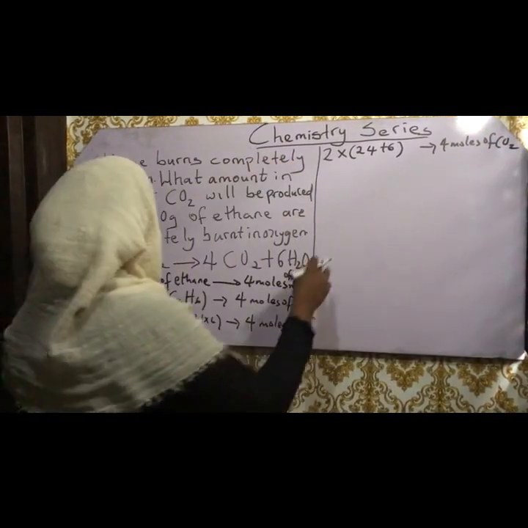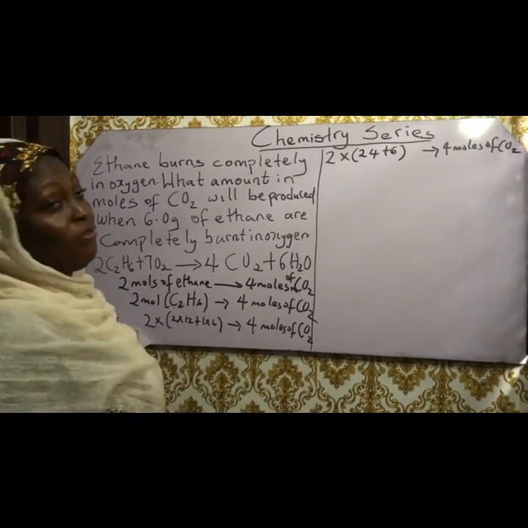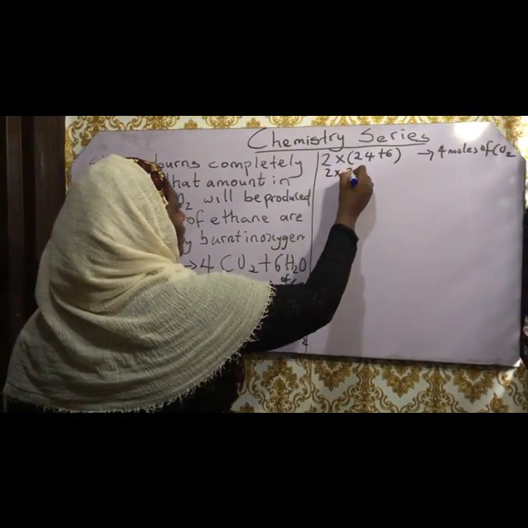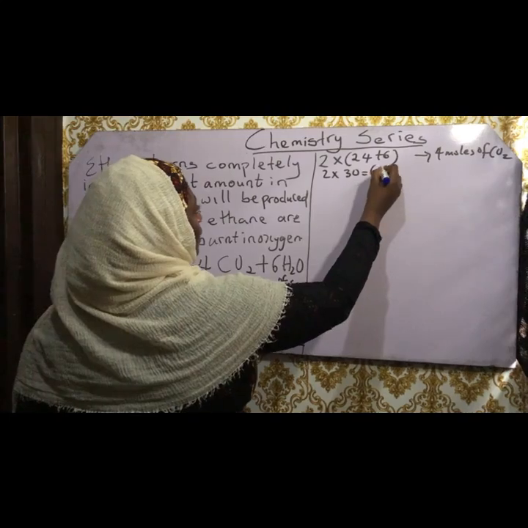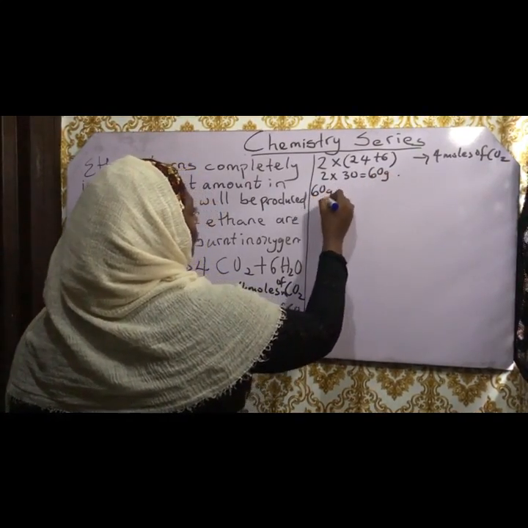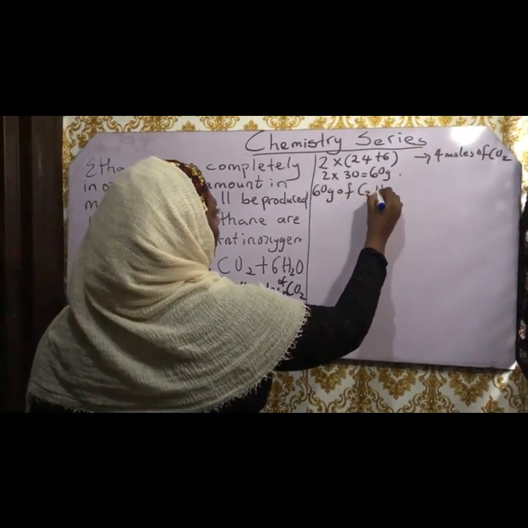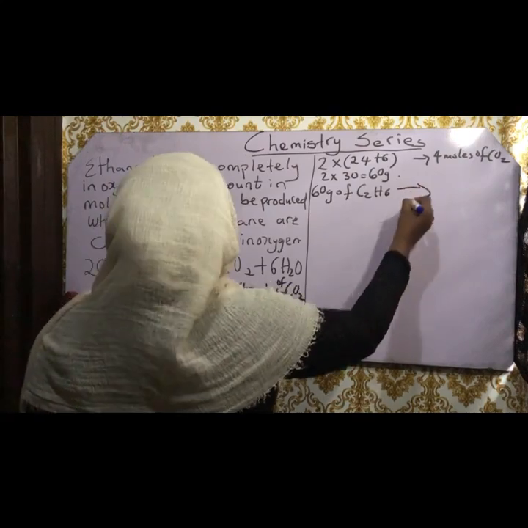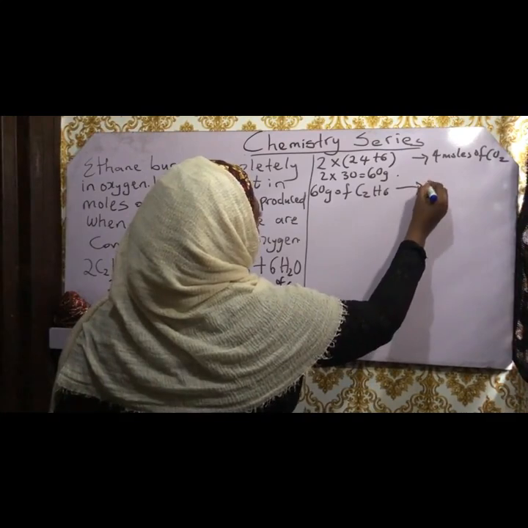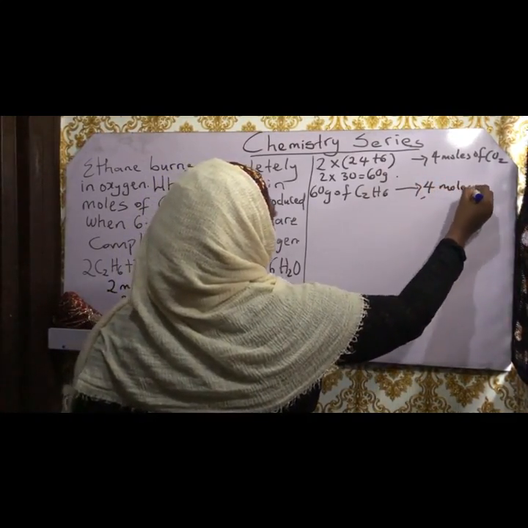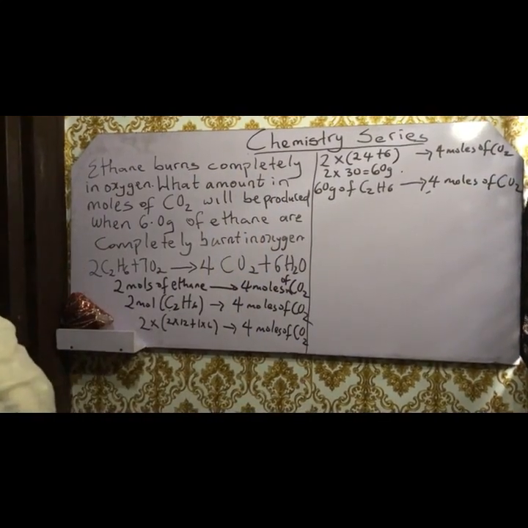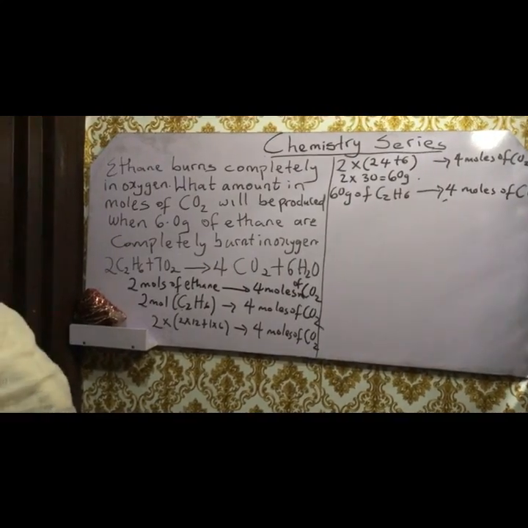So let's calculate the mass of ethane now. 24 plus 6 gives 30. So 2 times 30 is equal to 60 grams. That is, now this will be 60 grams of C2H6 gave 4 moles of CO2. Now, we have 60 grams of C2H6 gives 4 moles of CO2.